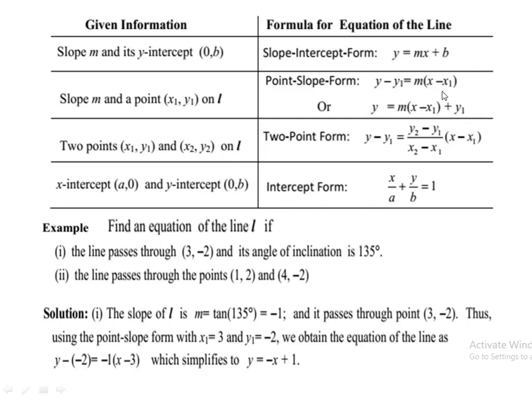This is called the point-slope form. Another case is when there are two points, (x1, y1) and (x2, y2), on L. If we have two points on line L, the equation of the line is called the two-point form of the equation of a line. Why do we have two points? From these two points on L we derive the equation of a line by using the formula y minus y1 is equal to (y2 minus y1) over (x2 minus x1) times (x minus x1). Here, what is (y2 minus y1) over (x2 minus x1)?